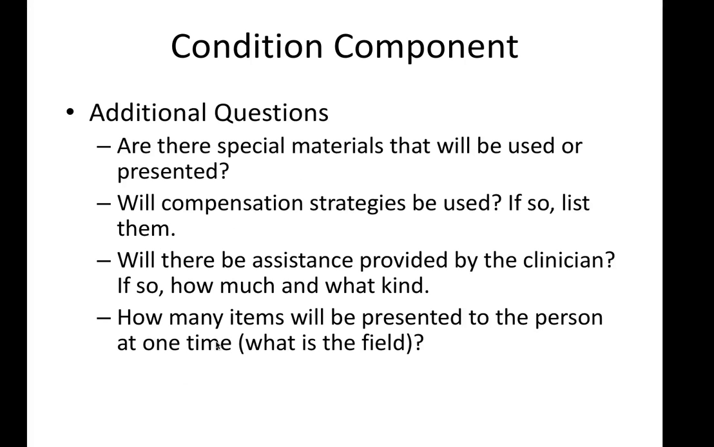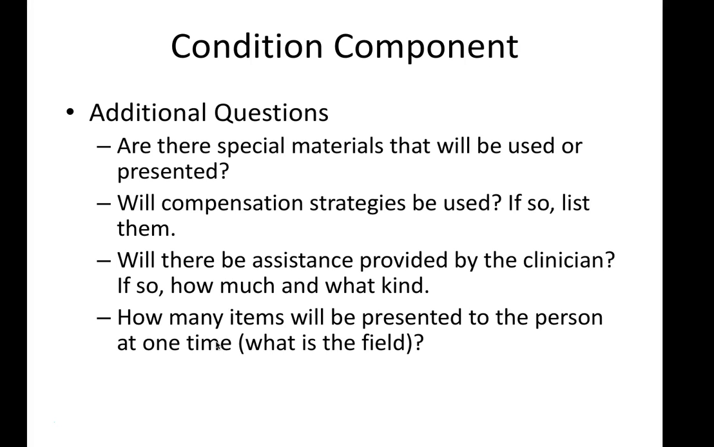Here are some additional questions. Are there special materials that will be used that wouldn't generally be available? Will a compensatory strategy be used? If so, list them. Right? If they're going to do this by using a compensatory strategy, that should be in your objective, so everyone knows that they're using the strategy. Will there be any assistance provided by the clinician or by a caregiver? If so, that needs to be in the objective so that we know that this isn't an independent condition.